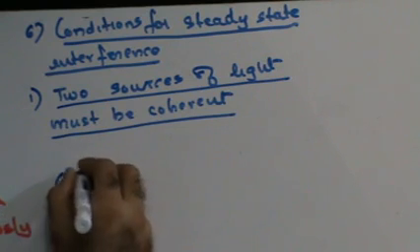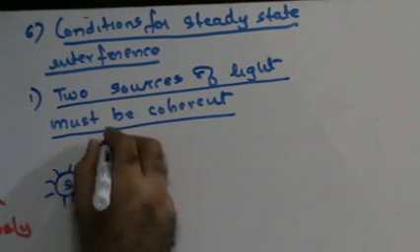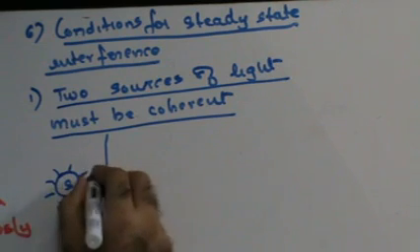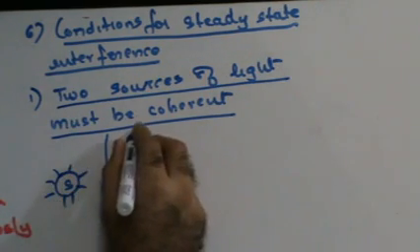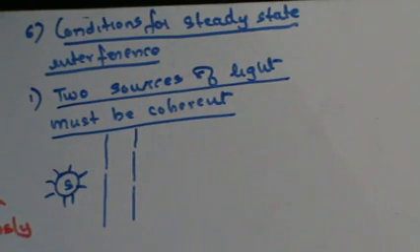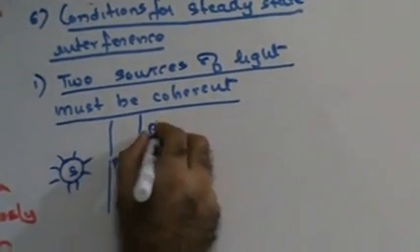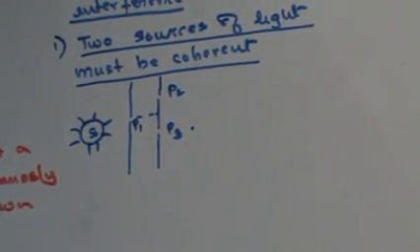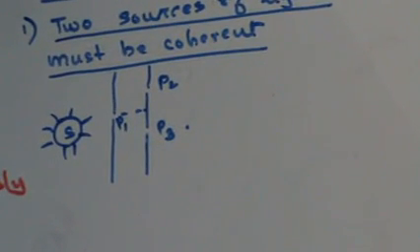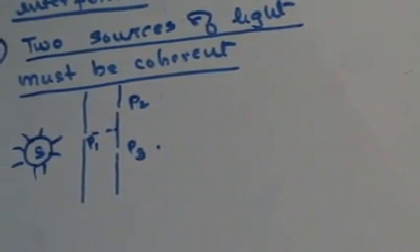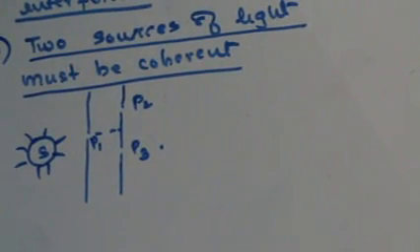Suppose I have a source of light. I keep a cardboard in front of it with a small hole in it. So light would move out in the form of a wave from here. Now I keep another cardboard here with two holes in it. This is pinhole 1, this is pinhole 2, pinhole 3, such that pinhole 2 and pinhole 3, P2 and P3, are equidistant from P1.